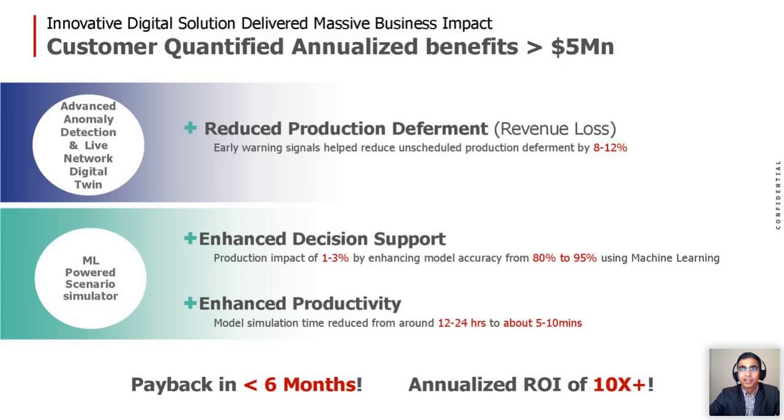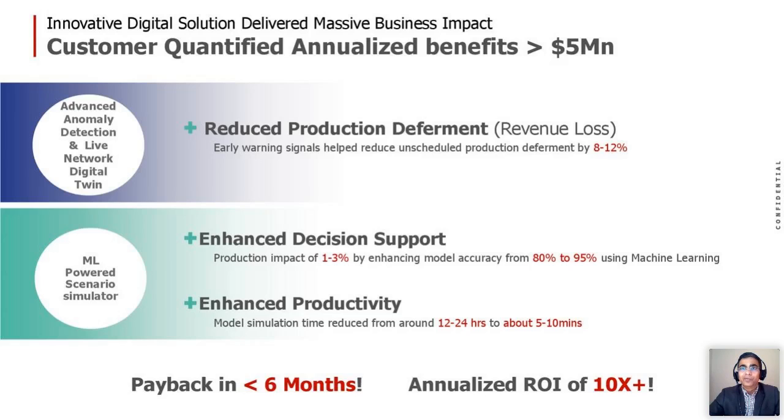This is about the accuracy of the decision making that I was talking about, which prevented the revenue loss for our customers. The second was enhanced decision support. By layering a ML model on top of your simulation models, we were able to achieve better accuracy while taking these what if decisions, which is high impact across the gas network.